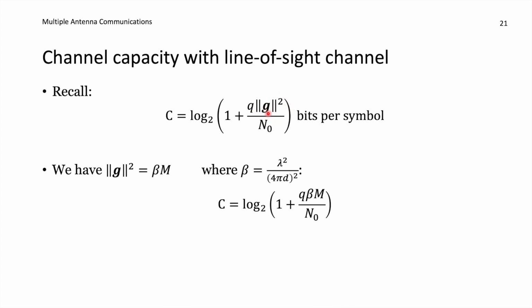Each element had the same magnitude, but different phase shift. But when we are computing the squared norm, the phase shifts disappear. So we get M, which is the number of elements, and then we get the squared magnitude of each of the elements, which is then this free space propagation loss. So the channel capacity expression simplifies to log 2 of 1 plus q times beta times M divided by N naught. So we see that the SNR grows linearly with the number of antennas. That is the beamforming gain that is very clearly seen.